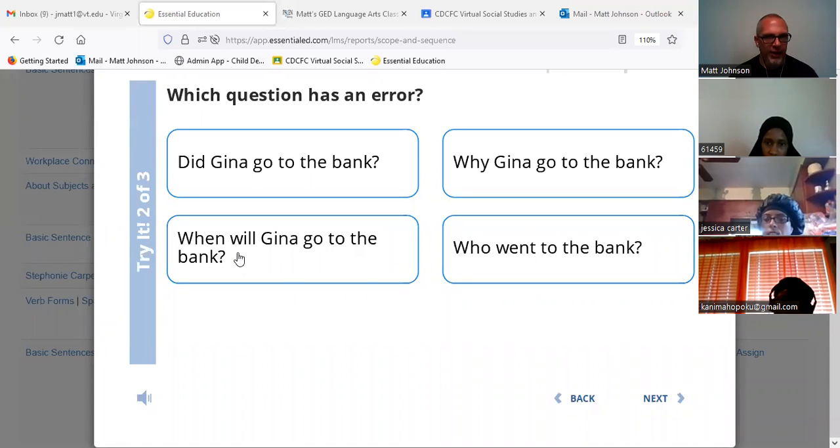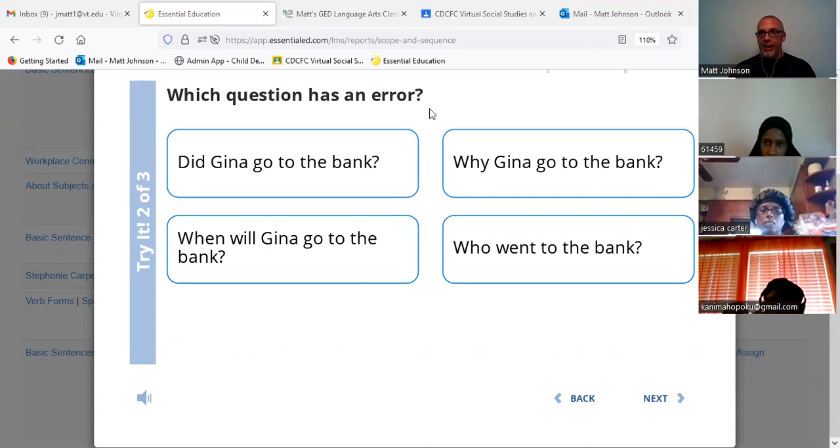Vaughn says A. So it's actually B. That's the error, I'm sorry. That's all right. Yeah. Okay, it's B. So it's missing that helping verb that they talked about, right?